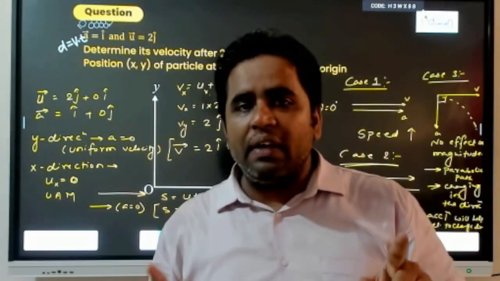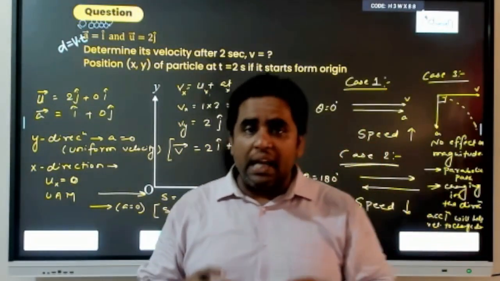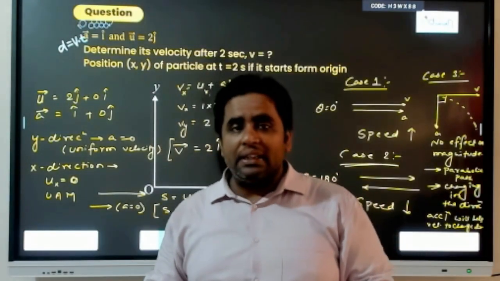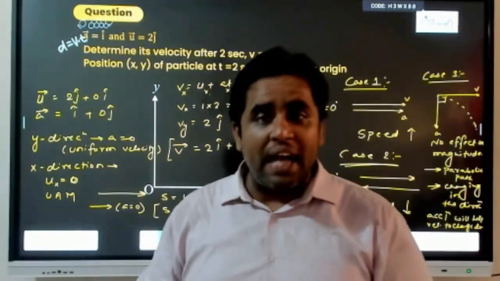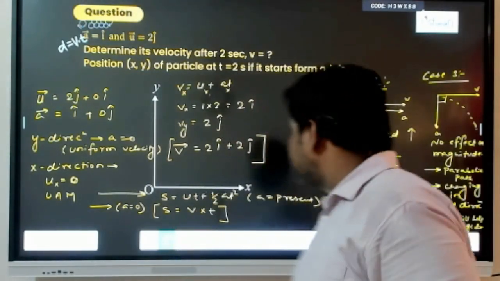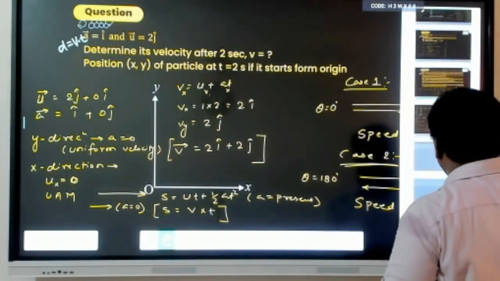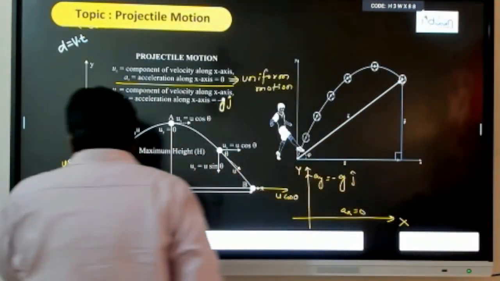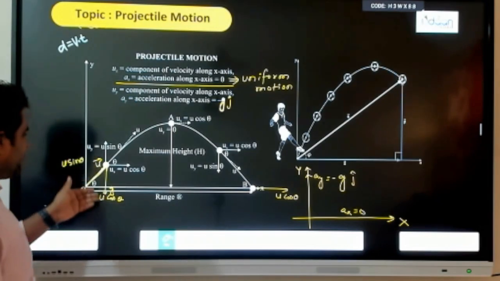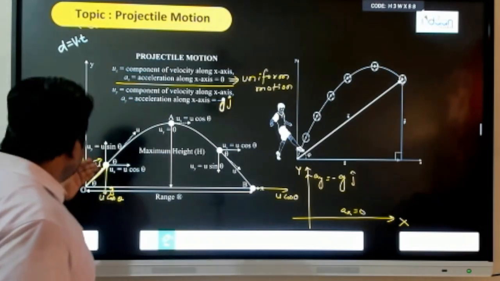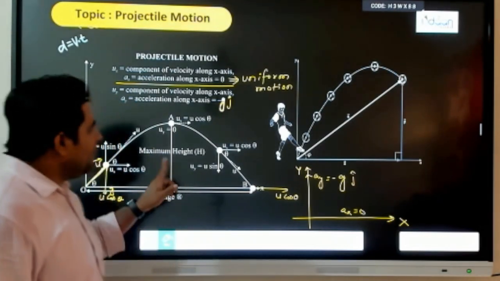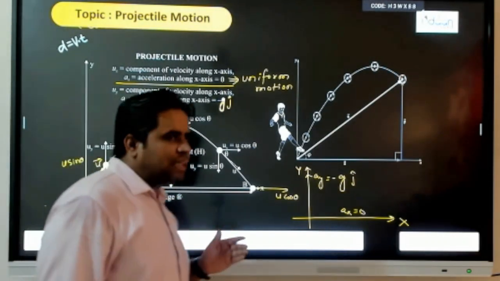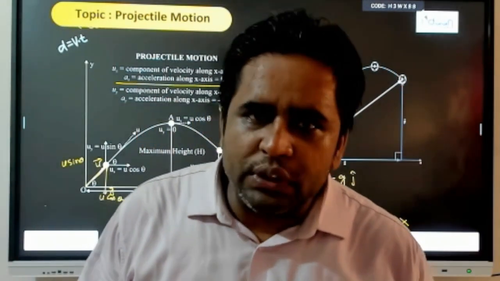So in the x direction, since the acceleration was 0, the x direction velocity is going to be constant throughout the journey. But in the y direction there is the opposition of acceleration, so the speed is going to get decreased. This y direction part is going to get decreased by the value of g each second. That way we are going to find out the maximum height, time of flight, and whatever terminologies are used in projectile motion.